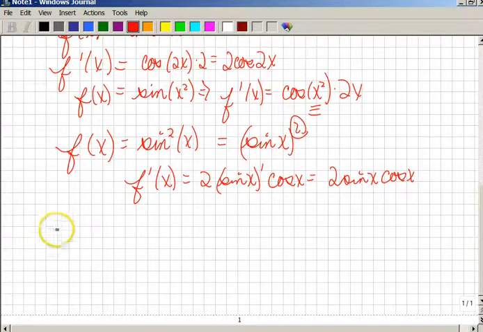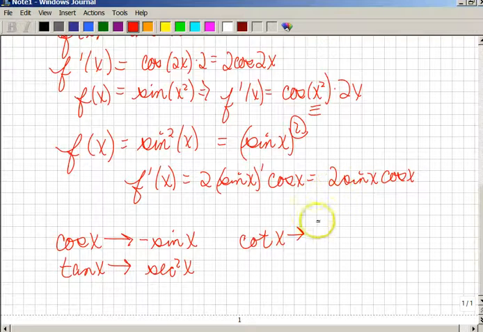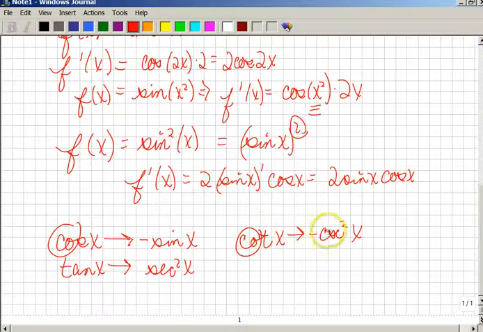But while we're at it, let's list all the derivatives. So the cosine of x, its derivative is negative sine of x. Tangent of x, its derivative is secant squared of x. Cotangent of x, its derivative is negative cosecant squared of x. Notice all the co's, cosine, cotangent, their derivatives are negative.